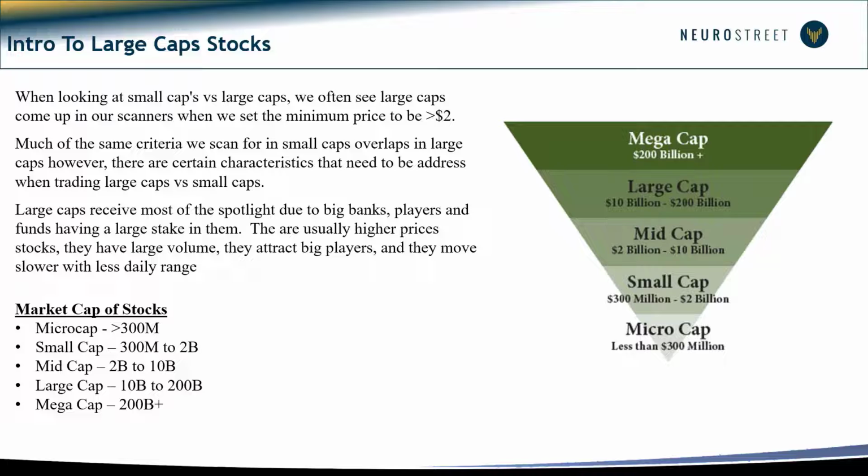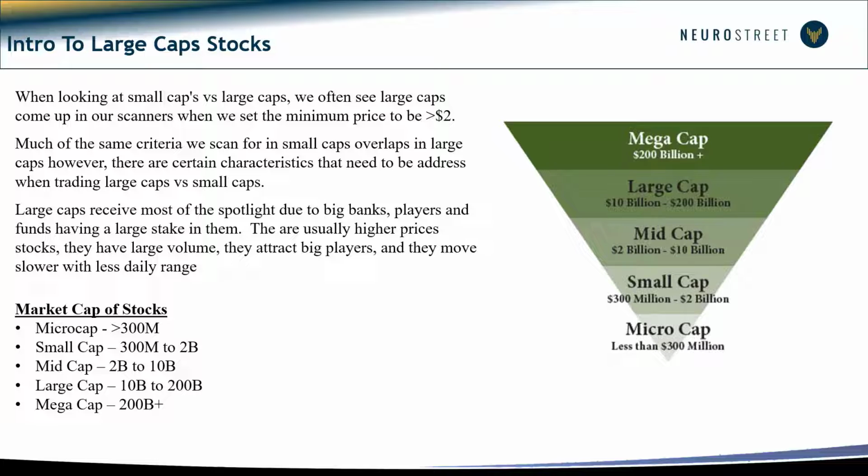You've got micro caps, which are less than 300 million, but ultimately not too much, right? That's a typo on the arrow here. It should say less than 300 million, okay? And then you've got the small caps, which are 300 million to 2 billion. So we do a lot of small cap trading on our day trading scanners.